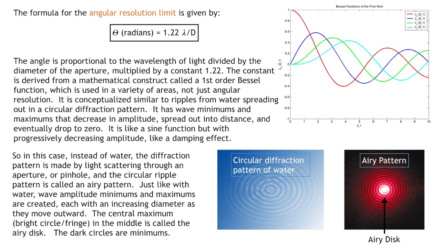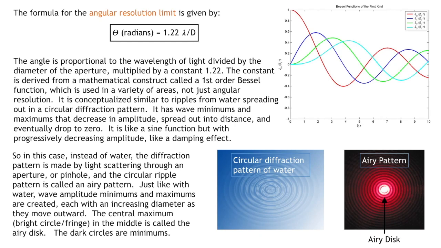Where that constant comes from, the constant is derived from a mathematical construct called a first-order Bessel function, which is used in a variety of areas, not just angular resolution, and it is conceptualized similar to ripples from water spreading out in a circular diffraction pattern, just like shown in the picture there. It has wave minimums and maximums that decrease in amplitude. They spread out into the distance and eventually drop to 0. It's somewhat like a sine function, but with progressively decreasing amplitude, almost like a damping effect.